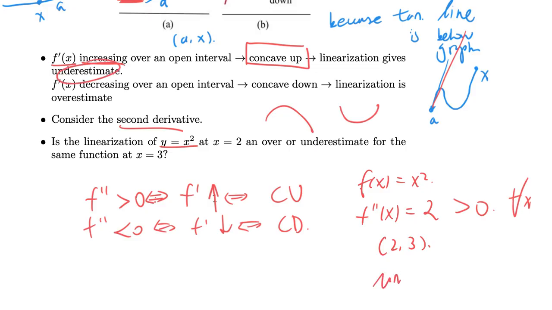So this is how you could tell if a linearization gives an over or underestimate without doing a lot of computation. You just have to know about f double prime or f prime. You just have to know about this or this, and that is enough to tell if it's concave up or down.